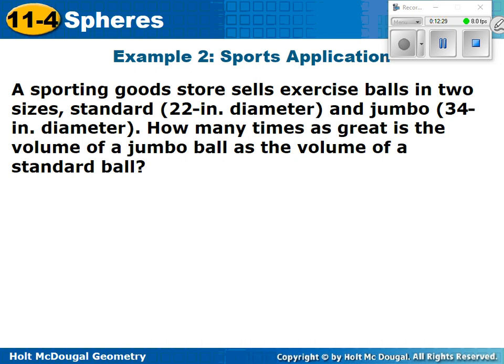Okay, so it says you have 2 size exercise balls. You have a jumbo and a standard. They're asking you to figure out how many times as great is the volume of the jumbo ball than the standard ball. How are you going to calculate how many times as great? Exactly. This work should be easy to find the 2 volumes, but what you have to do after that is figure out how many times as great. So you need to take the volume of the jumbo and divide it by the volume of the standard. And that's going to give you how many times as great it is.